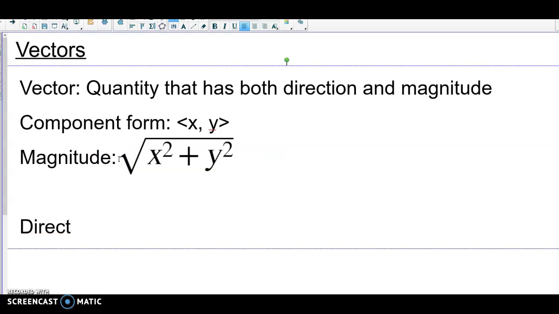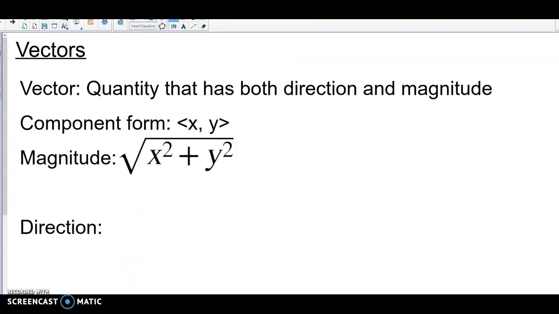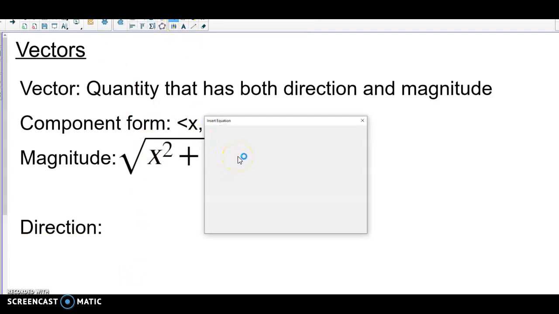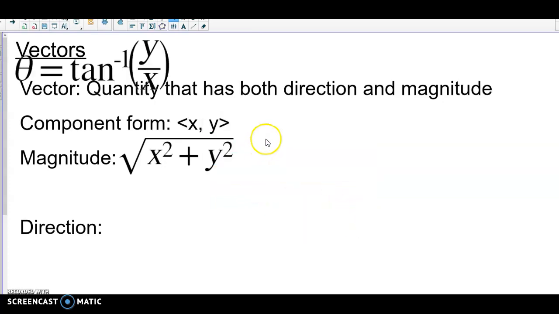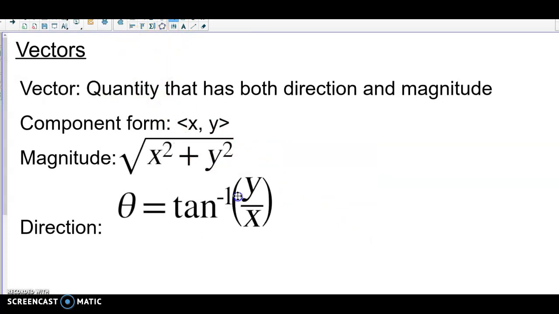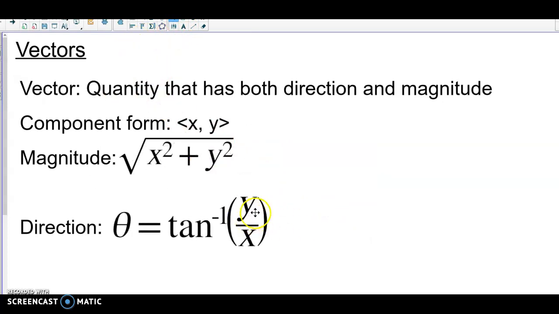And then for the direction, this is represented with actually tangent. It's the inverse tangent, to be honest. And it's y over x. And that's going to equal our theta. Okay.